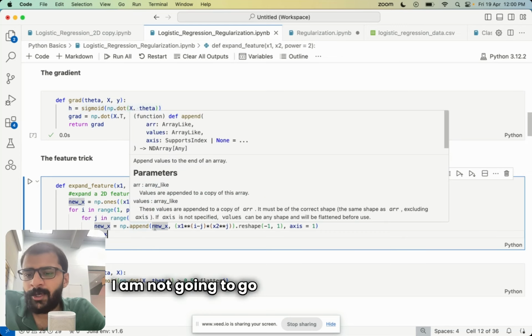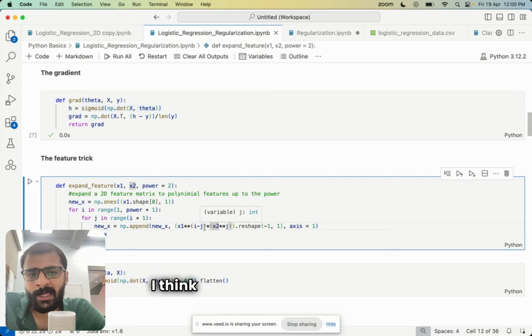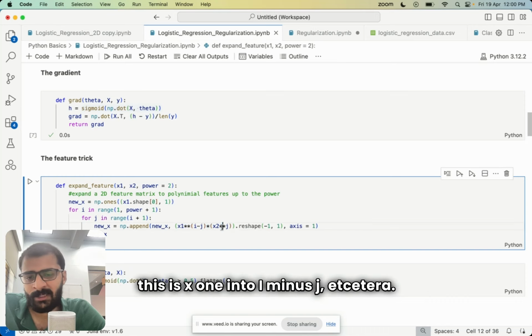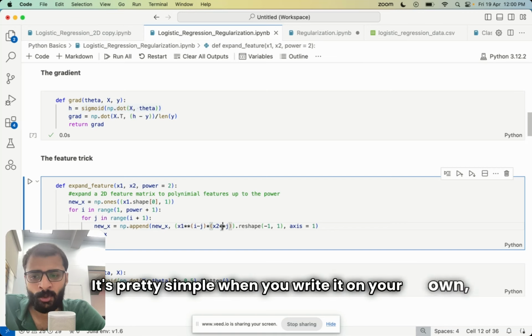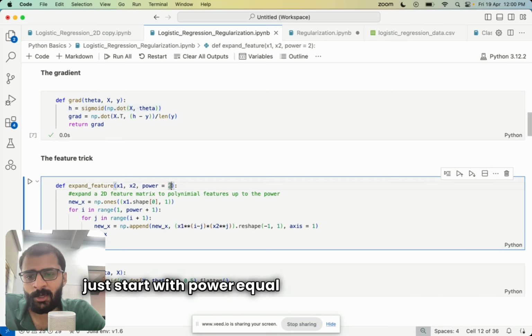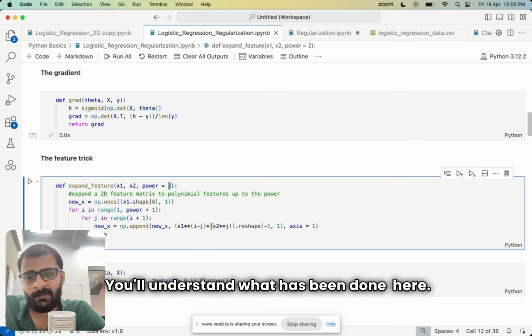I am not going to go into the mathematics of how this particular code has been written, because I think that is beside the point. I do not want to show you right now why this is x1 into i minus j, etc. You can figure that out on your own. It's pretty simple when you write it on your own. Just start with power equal to 1 and write down what this loop says one by one in your notebook. You'll understand what has been done here.